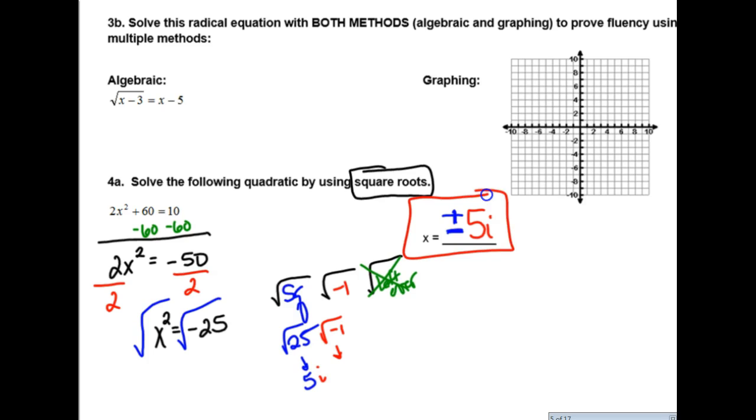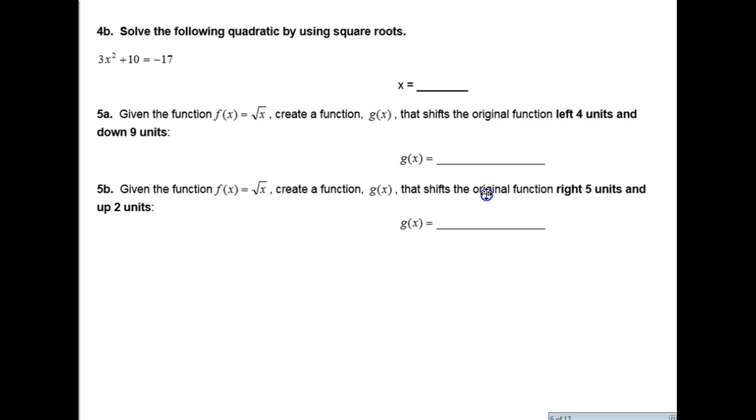So, this is old school grading. If you forgot the plus or minus, you have the question wrong. If you forgot the i, you have the question wrong. If you didn't reduce the square root of 25, you have the question wrong. So make sure that when you're answering this, you're getting it 100% correct.